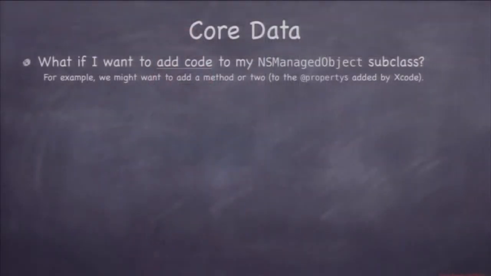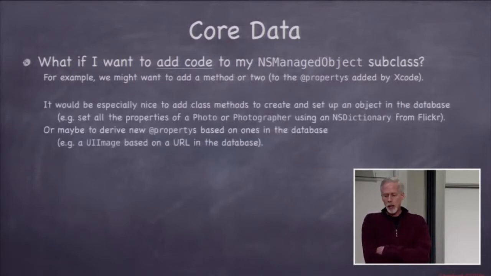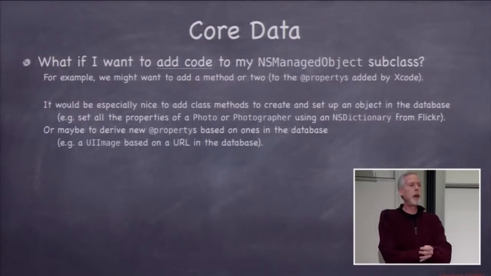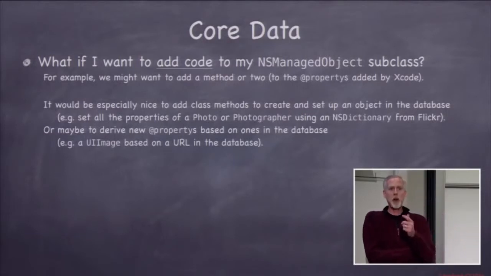What if I, though, wanted to add code to my Photo or my Photographer classes? I could put that code in Photo.m and .h, but that would be a problem. And why is that? Well, first of all, why would I want to do that? Let's say I wanted to add a class method to Photo that took a Flickr dictionary as an argument and created a photo in the database. That would be an awfully convenient utility method to have in Photo, right? I could say open square bracket Photo, make a photo with this Flickr data in a context, and it could do it, right? So that would be cool.